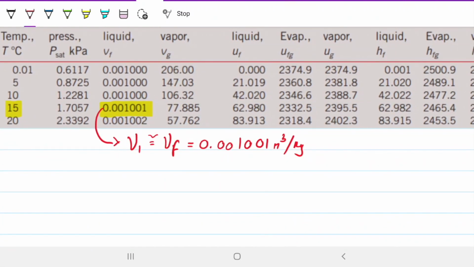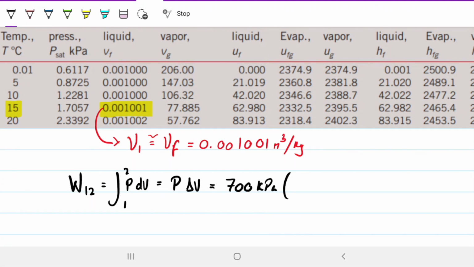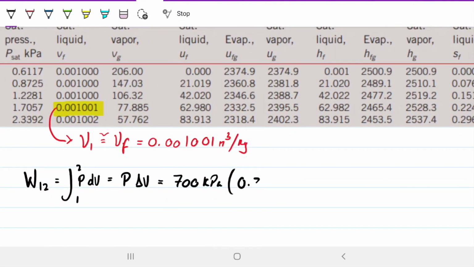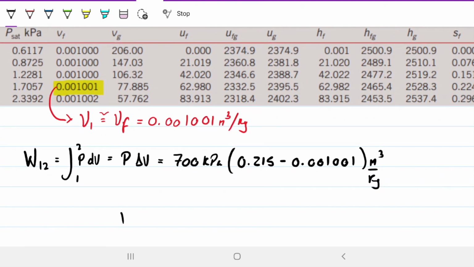Okay, so with that, we can go ahead and calculate the work, right? Because work from 1 to 2 is the integral of PdV as we go from 1 to 2. And because the pressure is constant, that's just going to be P delta V. In that case, that's 700 kilopascals, and then the final volume is 0.215 minus 0.00001. That's meters cubed per kilogram, so we're going to have an answer in kilojoules per kilogram. And I got this to be approximately 150.